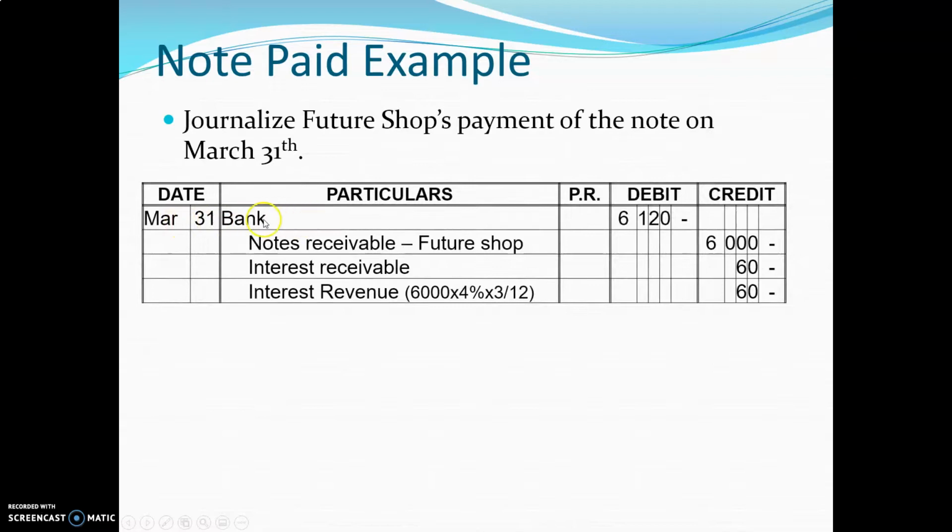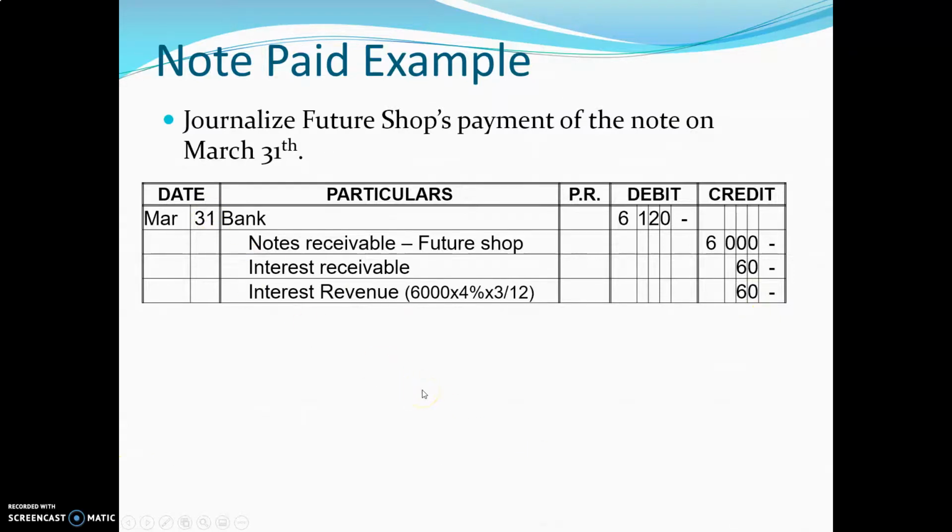On March 31st, we get bank debited $6,120. $6,000 goes towards writing off the notes receivable as collected. The other interest is the receivable which we've accrued over the last 3 months between December and March 31st. Sorry, January 1st and March 31st. And the interest revenue is also coming in. This is to get rid of the interest which we would have accrued in the previous time, and this here is for the interest that we would have ended up gaining from the time between January 1st and March 31st.